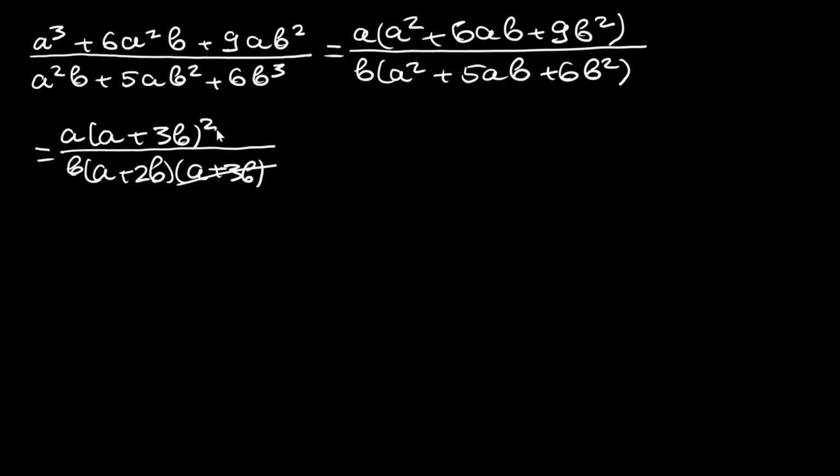We have a plus 3b and a plus 3b there. And thus we obtain a times a plus 3b over b times a plus 2b. And this is our answer.